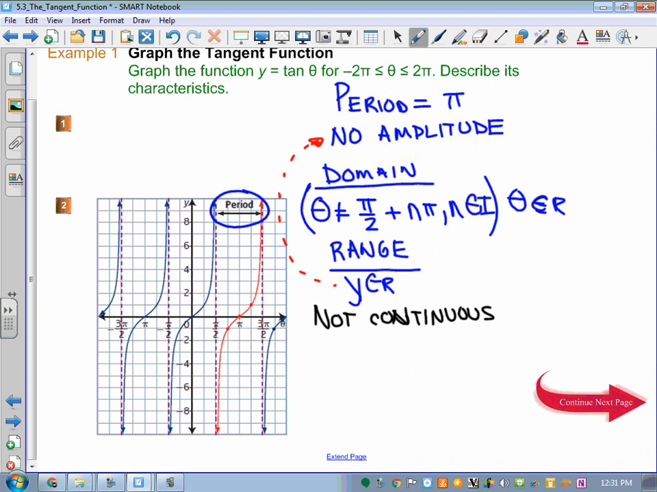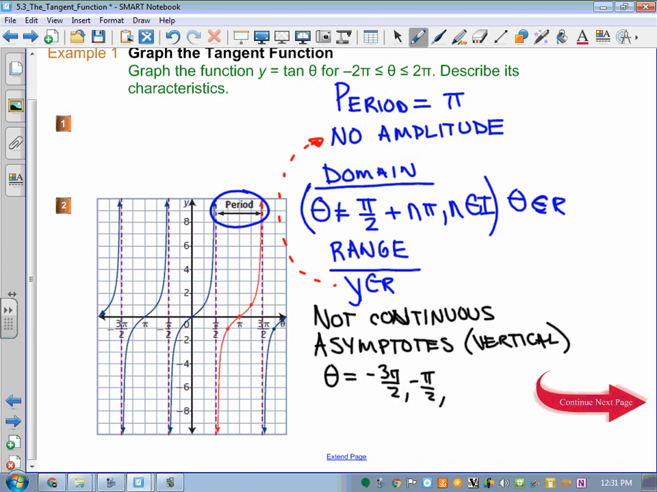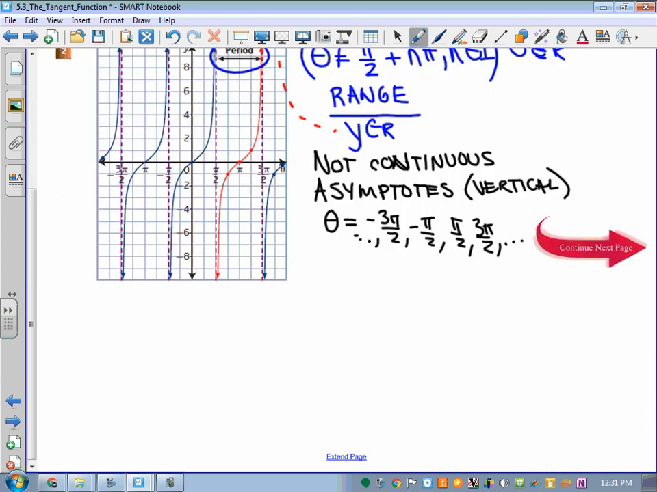All right, the asymptotes. We have vertical asymptotes, and I'm just going to put in a bracket behind that vertical. There are no horizontal asymptotes, but the vertical asymptotes occur when theta is, and I'll write out this list, negative 3 pi over 2, negative pi over 2, pi over 2, 3 pi over 2, and that pattern continues indefinitely in both directions. And the way that we can summarize that is our vertical asymptotes occur when theta is equal to pi over 2 plus n pi, where n is any integer.